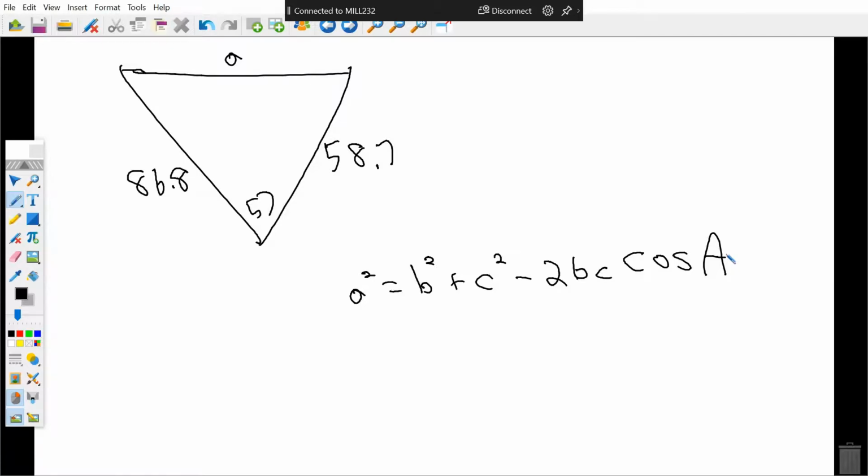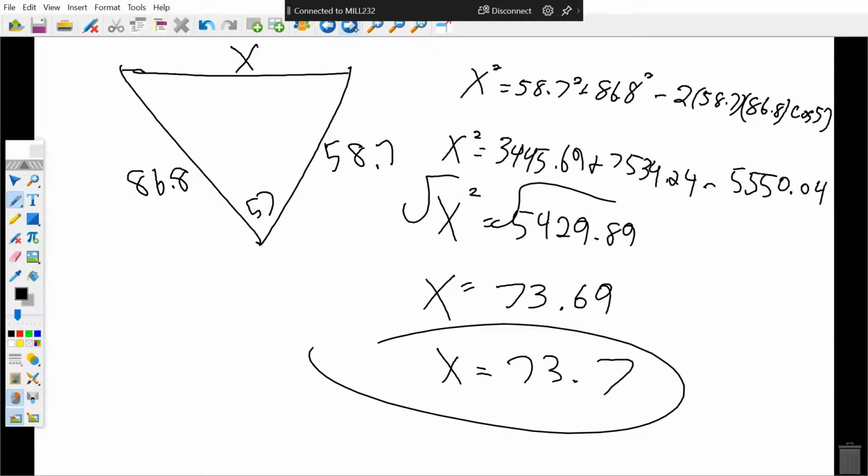All right, your answer is, we're looking for 73.7. So we plug in our missing values, 58.7 squared plus 86.8 squared minus 2 times 58.7 times 86.8 times cos 57. You do all those calculations, you should end up with x squared equals 5429.89. That's x squared. Of course, you want the x, so you take the square root of that, and you get 73.69, which we're rounding to 73.7.